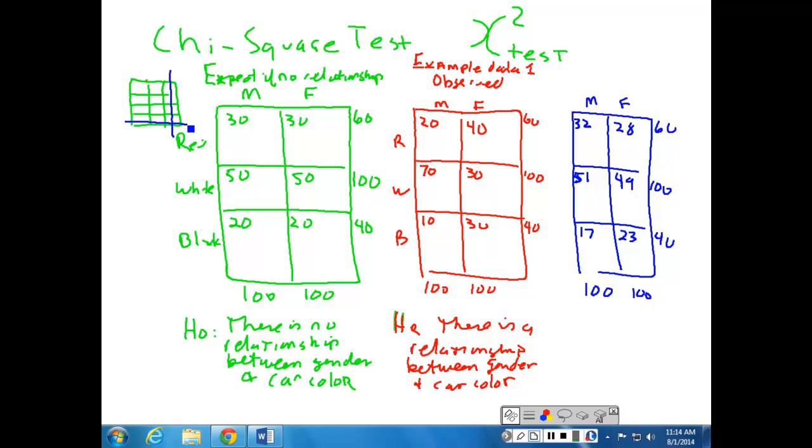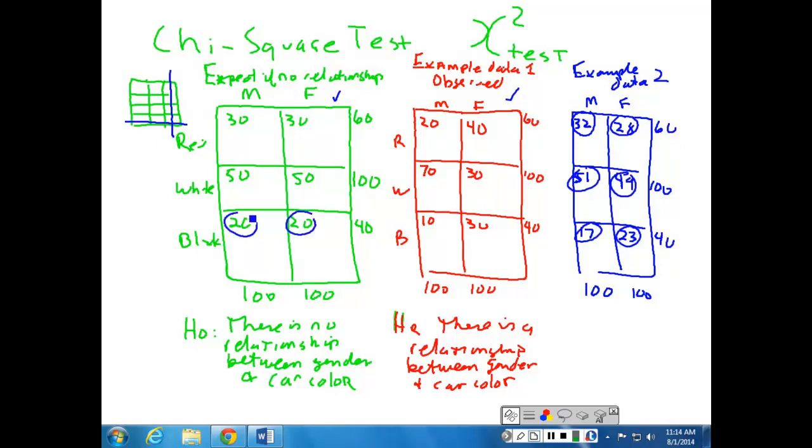So, based on this example data 2, do you think you can conclude that there is a relationship between gender and car color? Here we said there is a relationship because these are far away from what you would expect if there's no relationship. But these are pretty close to what you would expect if there's no relationship. Therefore, I'm not going to reject H0. I'm going to conclude that there might not be a relationship. Again, because the numbers here are reasonably close to these.